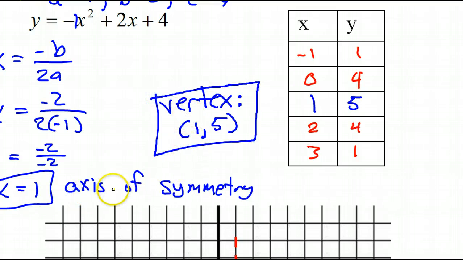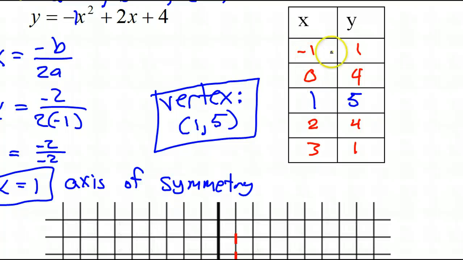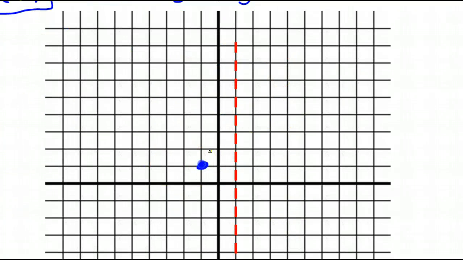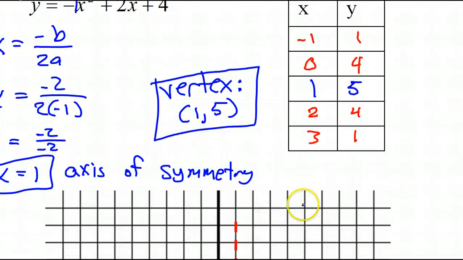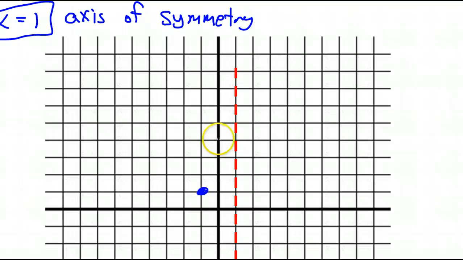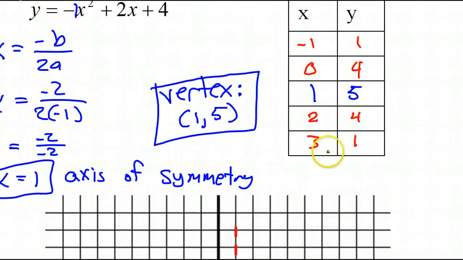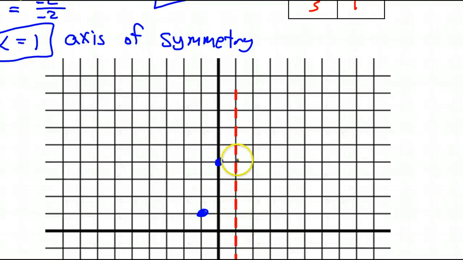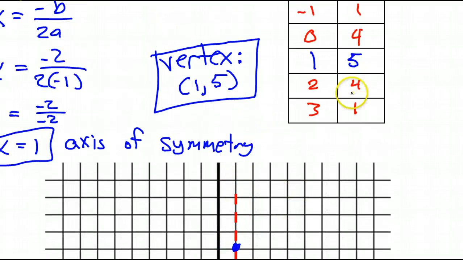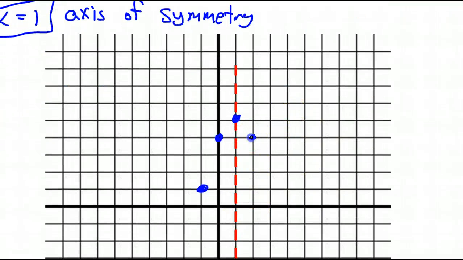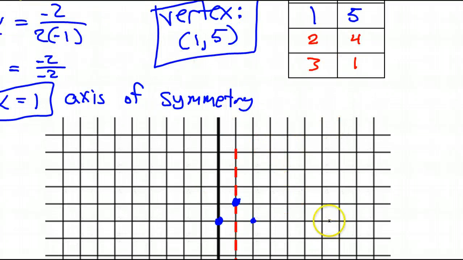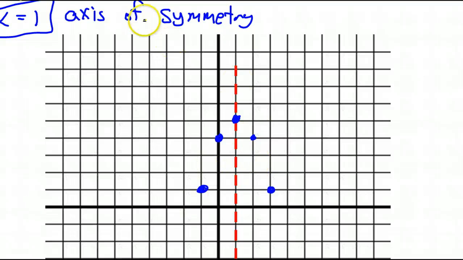Okay, so we have our vertex and we have our axis of symmetry. So let's get to graphing. So -1, 1 would be right there. 0, 4 would be up here. 1, 5 is going to be right here. 2, 4, okay, right where we expect. And we expect to have a point at 3, 1 based on the symmetry. And sure enough. Okay, we can see that this is a downward facing parabola.